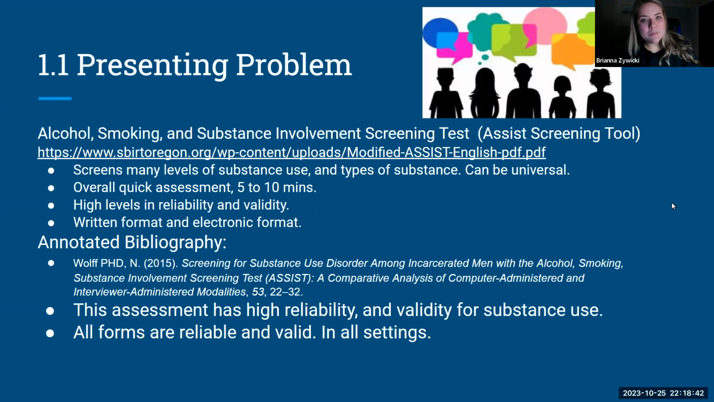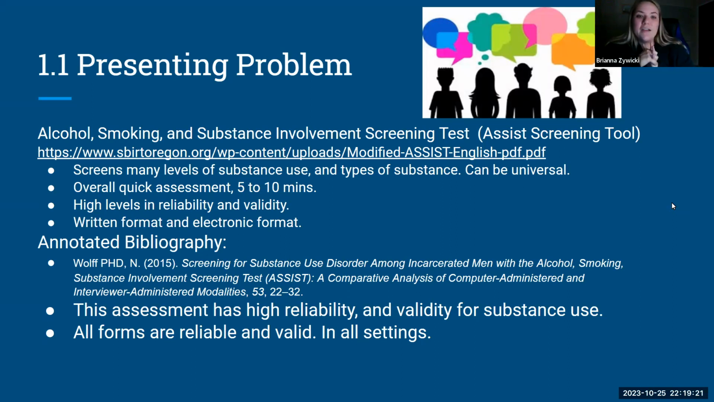The first domain is presenting problem. For this assessment, we know that our presenting problem is some type of substance use. The assessment that I picked is the ASSIST screening tool, which is the Alcohol, Smoking, and Substance Involvement Screening Test, and I have the link for it there. I picked this one because it screens different levels and types of substance use. Some assessments only screened for alcohol, and some only screened for drugs, but this one screened both. I thought that was really universal and nice to use, so it can cover everybody.